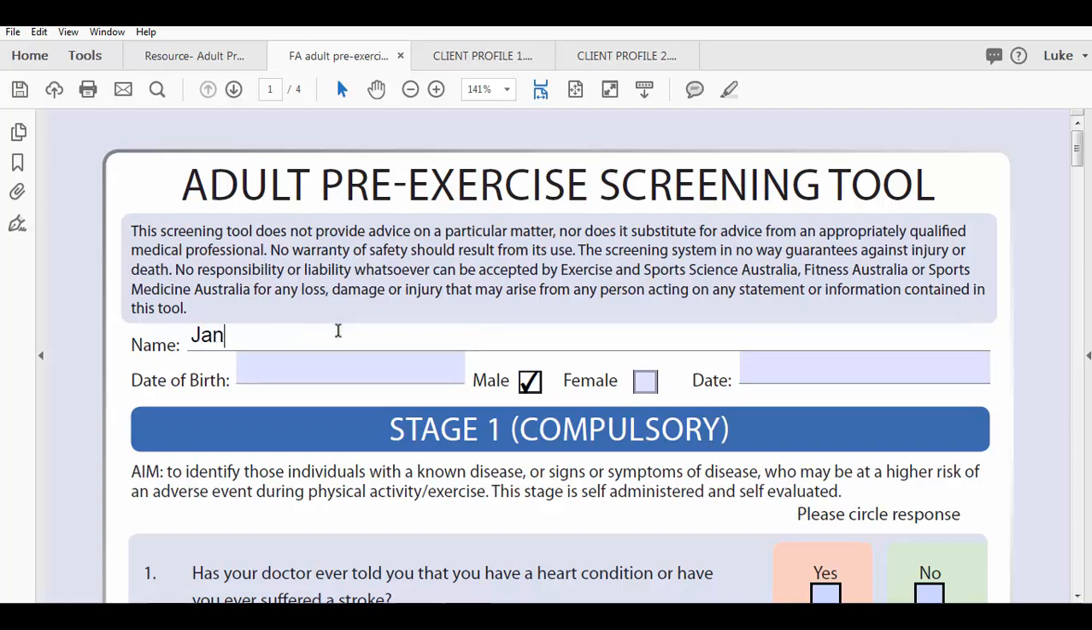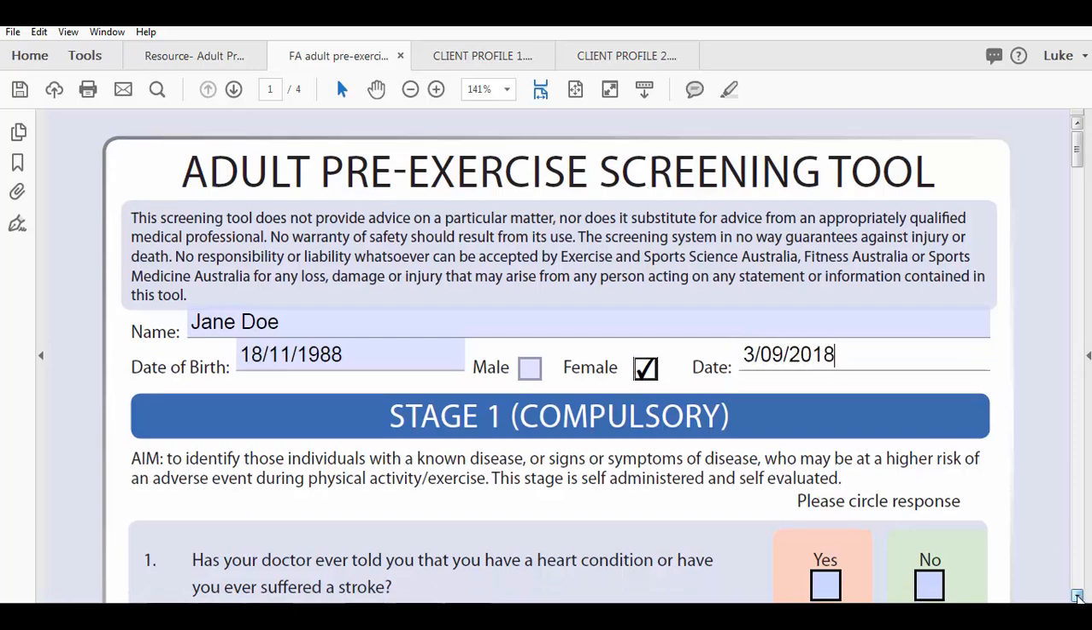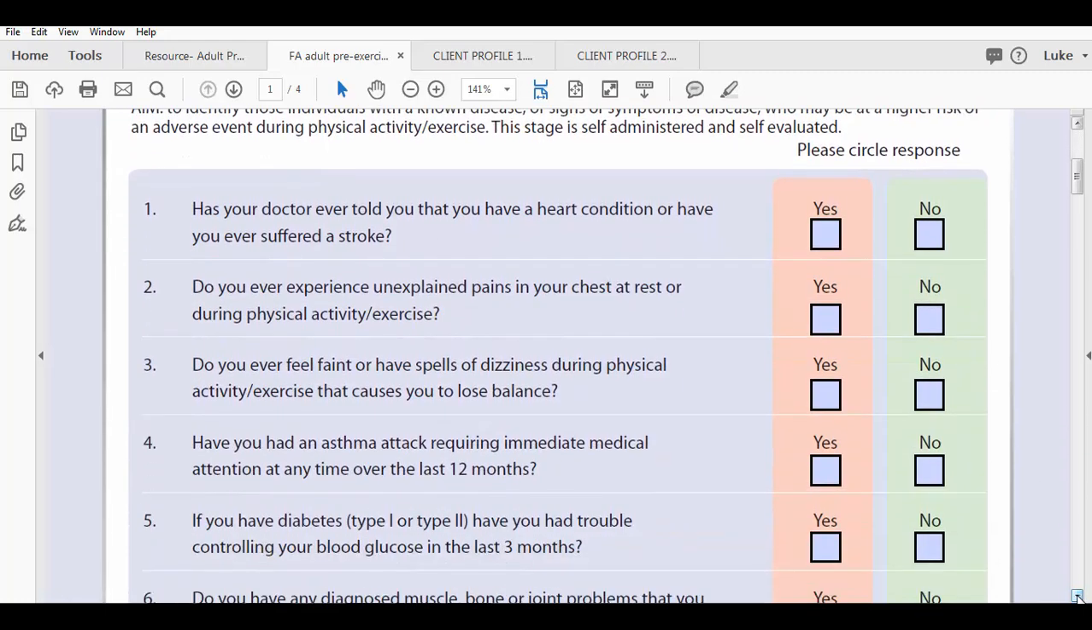So we have here, this is Jane Doe. So again, all the details here need to be filled out. So make sure that we do that. You know, we're a female here. And we need to fill in the date, make sure all the stuff's important. So have you ever been told you have a heart condition or have suffered a stroke? No. Any unexplained pains in your chest? No. Any dizziness or faint spells causing you to lose balance during exercise? No. An asthma attack in the last 12 months? No.